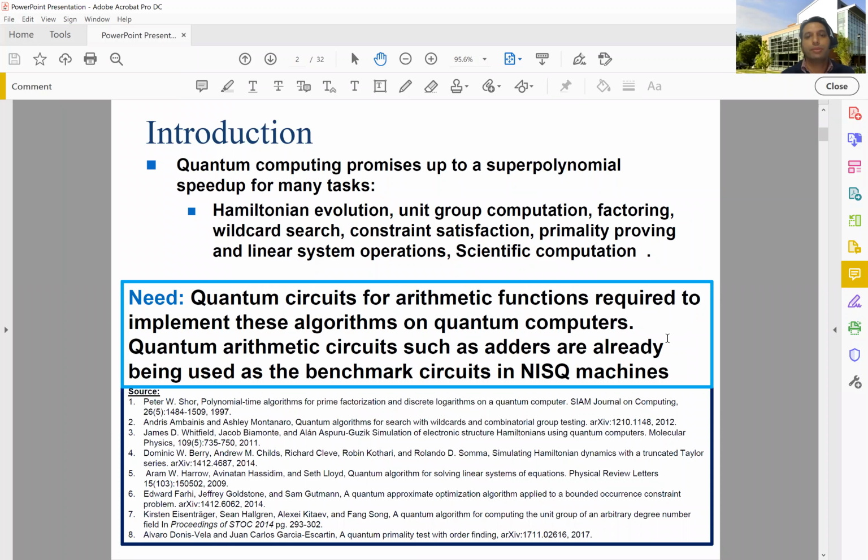Introduction: quantum computing promises up to supervolume speed up for many tasks. These include Hamiltonian evolution, unit group computation, factoring, linear system operation, and scientific computations. Quantum circuits for arithmetic functions are required to implement several of these algorithms. Moreover, recently, quantum arithmetic circuits such as adders are already being used as the benchmark circuit in the NISQ machines. So you can think in this case that quantum arithmetic is a prominent area that requires attention.